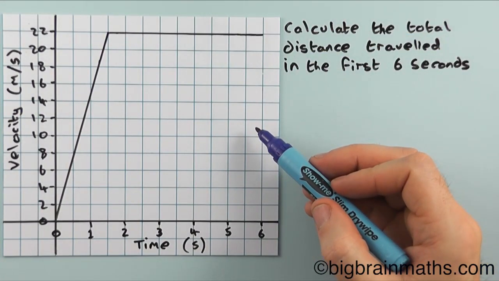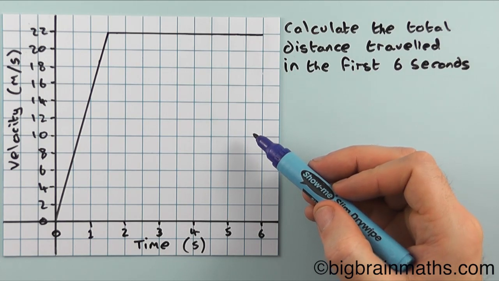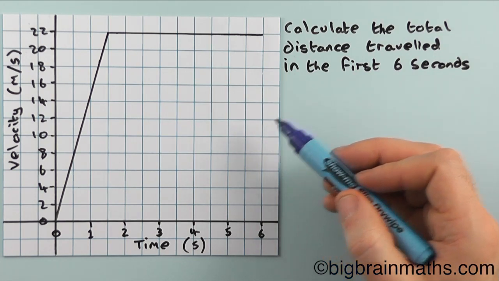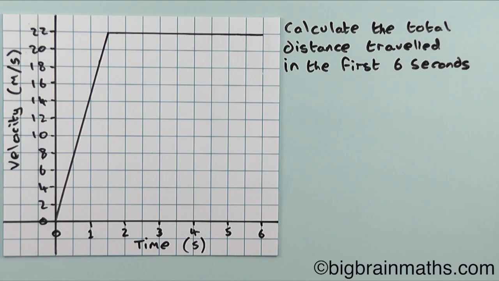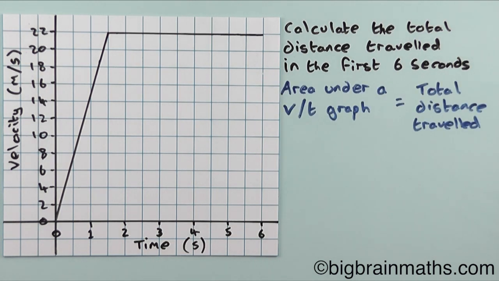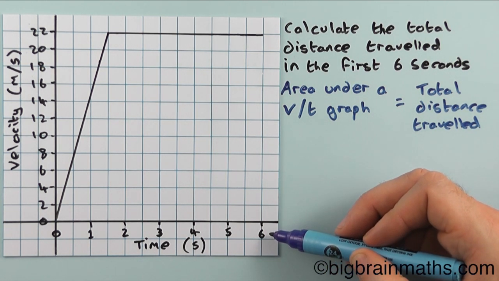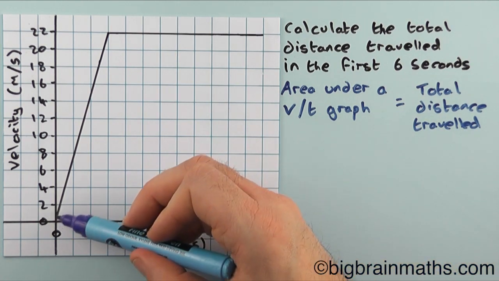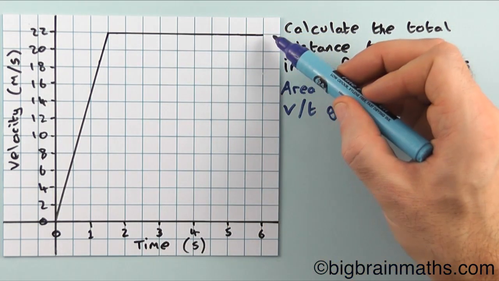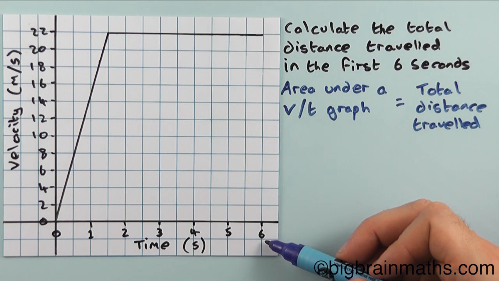So this is the actual velocity time graph of my Formula 1 lap through the pit lane. And in this question we need to calculate the total distance travelled in the first 6 seconds. Now we need to remember that the area under a velocity time graph is equal to the total distance travelled. So to calculate the total distance travelled in the first 6 seconds, we need to work out the area underneath this velocity time graph for the first 6 seconds.